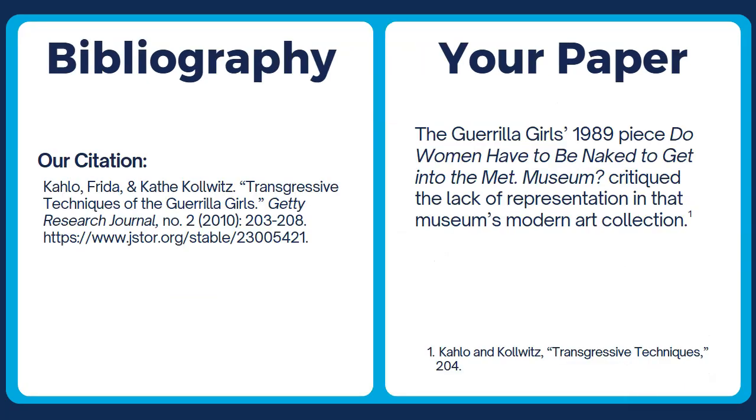Let's take a quick look. If you've got a bibliography and you want to cite a source in the text of your paper, it'll look like this. Insert the shortened footnote after the period at the end of your sentence. The section of the paper I'm discussing is on page 204, so I'll cite that page there.